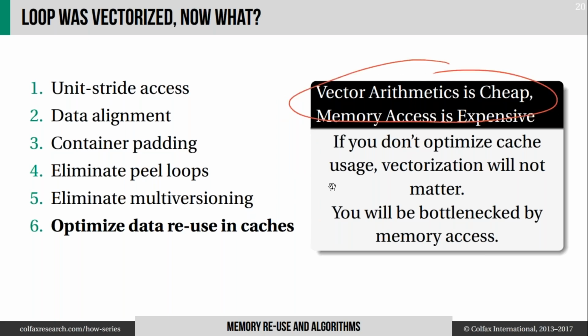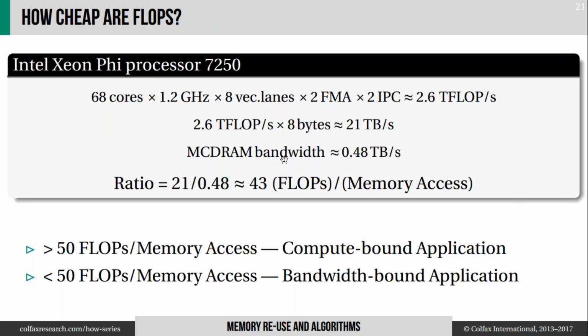I've made the statement that vector arithmetic is cheap. Now let me put some numbers to that claim. Take an Intel Xeon Phi processor 7250. This is the Knights Landing architecture. It has 68 cores. They're clocked at 1.2 gigahertz when they work on vector math.